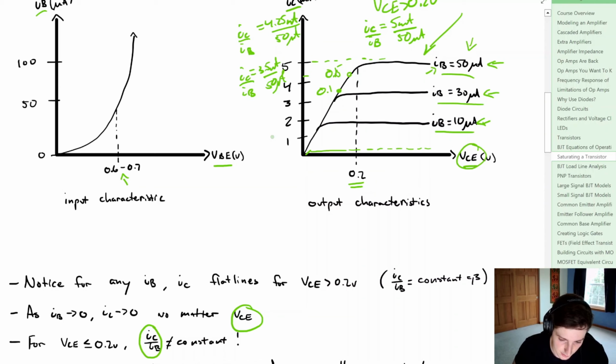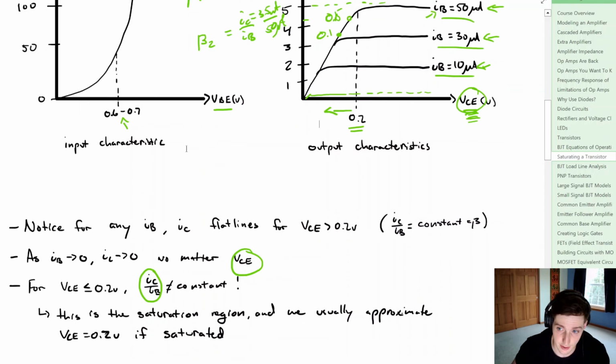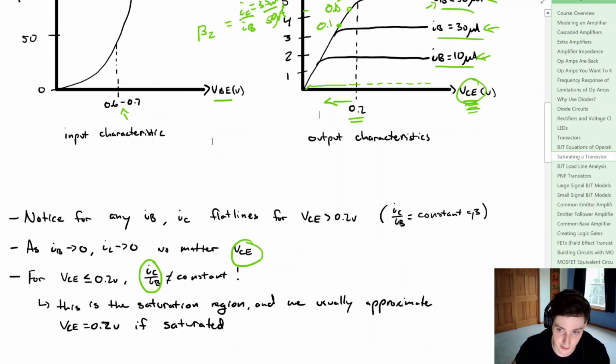So what we could say is that this value for the 50 microamps would be beta 1, and this value here for VCE being 0.1 volts would be beta 2. So we would have different beta values or different gain values depending on what VCE is. So that's going to be our saturation region, anything to the left right here. And what we'll often see is that if we assume the saturation region or the saturation mode, we approximate VCE to be equal to 0.2.